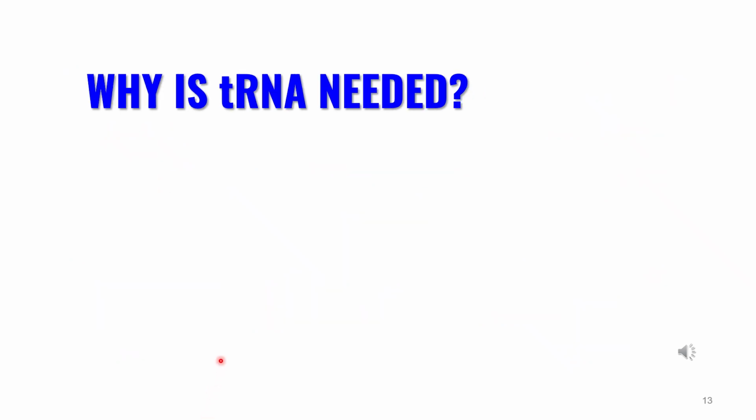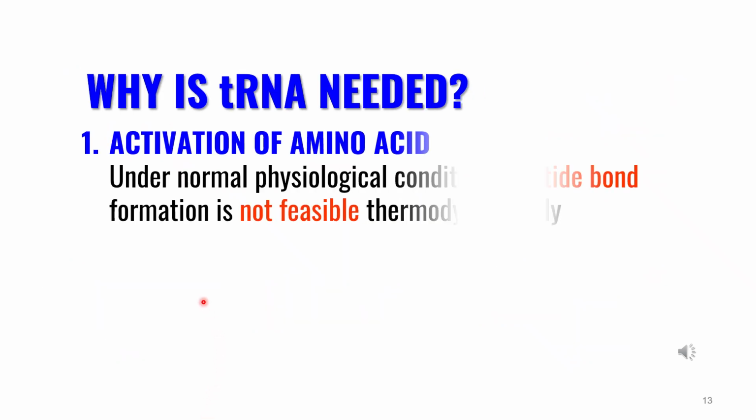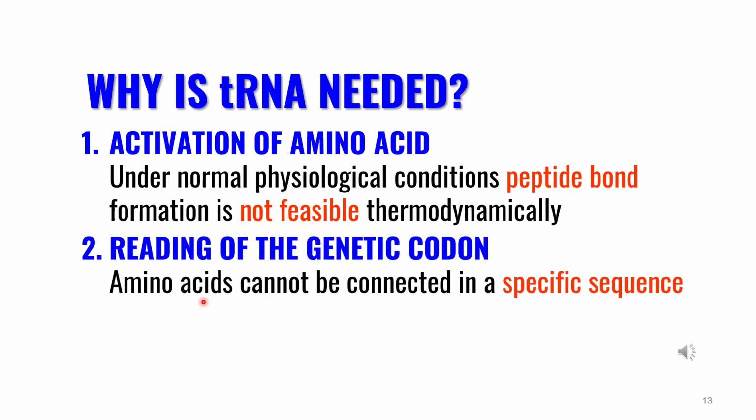So the question is, why is tRNA needed? There are two reasons. First is activation of amino acid. Under normal physiological conditions, a peptide bond cannot be formed between two amino acids because this is not thermodynamically feasible. Second, amino acids cannot read the genetic code and specify a unique amino acid sequence of the polypeptide chain. Therefore, you need tRNA to activate amino acids and to read the genetic code in the messenger RNA.